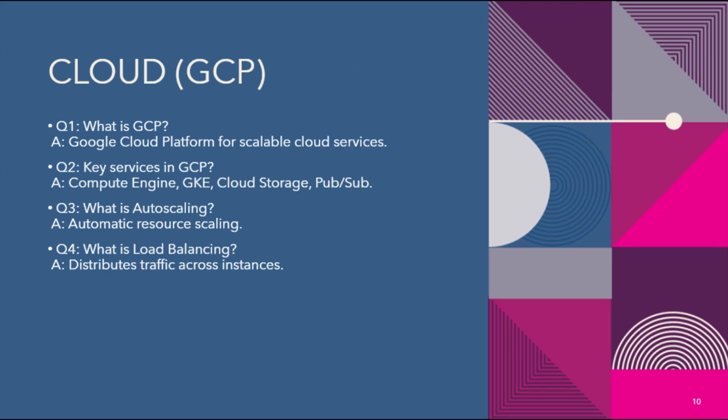Cloud, GCP. This role specifically mentions cloud orientation with GCP, so candidates should be ready for cloud questions. GCP, or Google Cloud Platform, provides infrastructure and managed services for building scalable applications. Common services include Compute Engine for virtual machines, GKE for Kubernetes, Cloud Storage for object storage, and Pub/Sub for messaging. Autoscaling is a key concept. It automatically increases or decreases resources depending on demand, which helps optimize performance and cost.